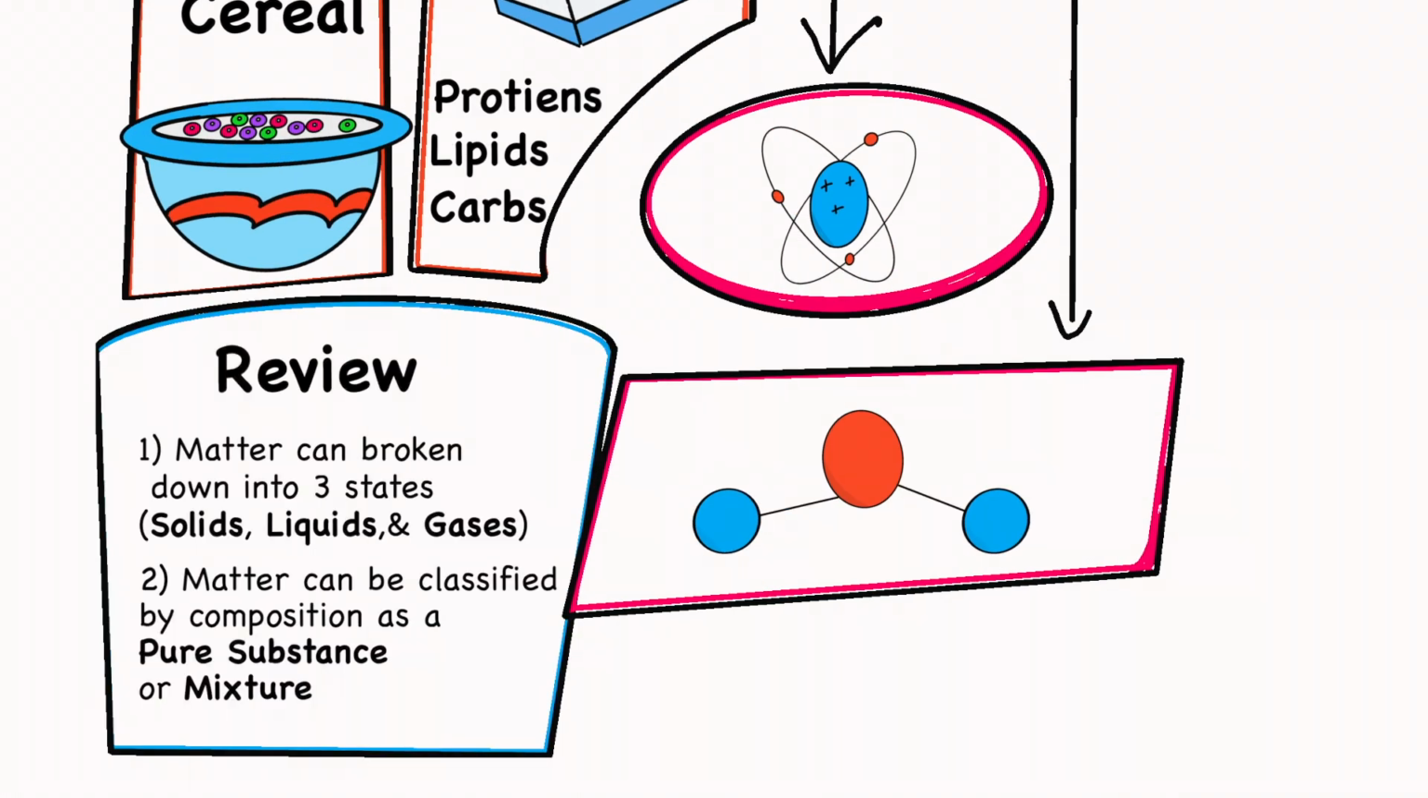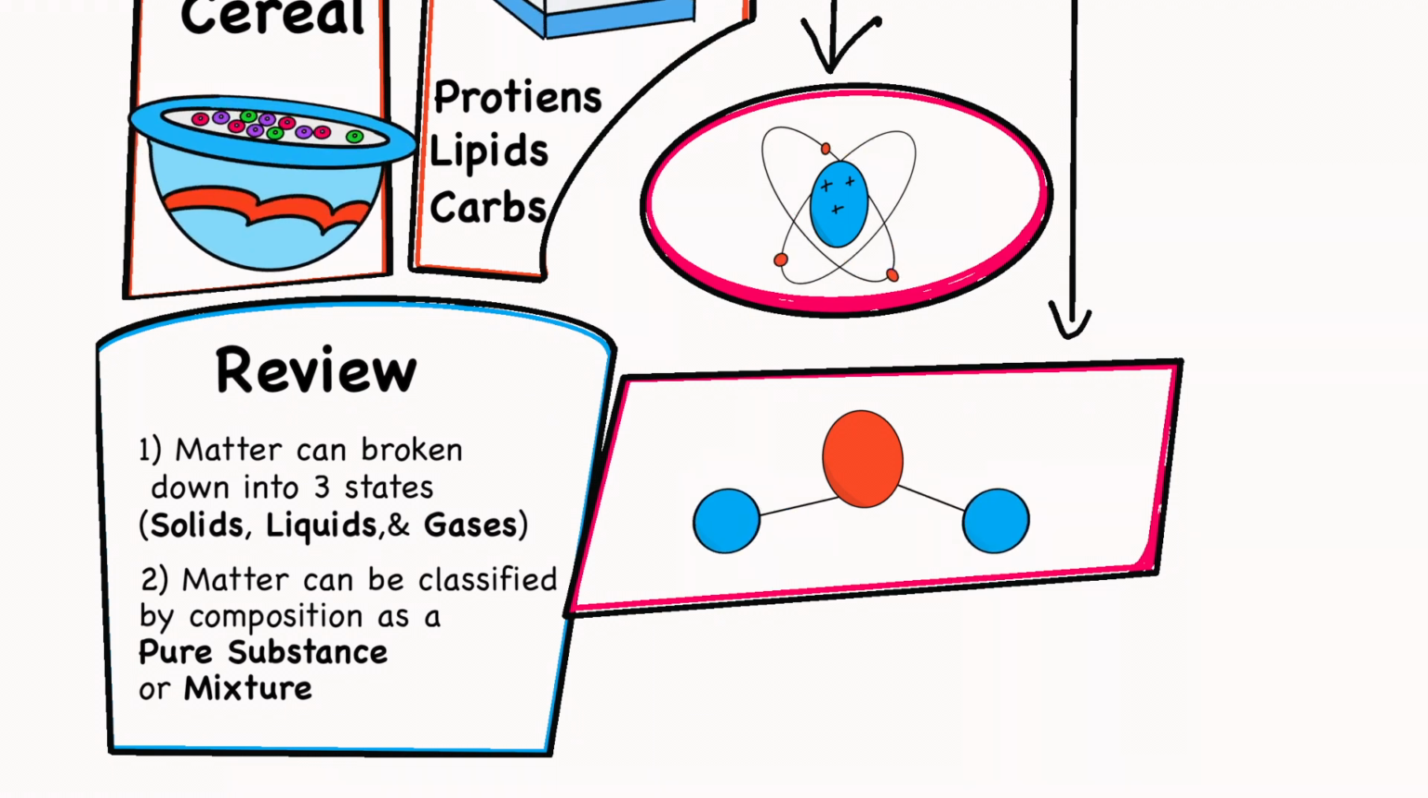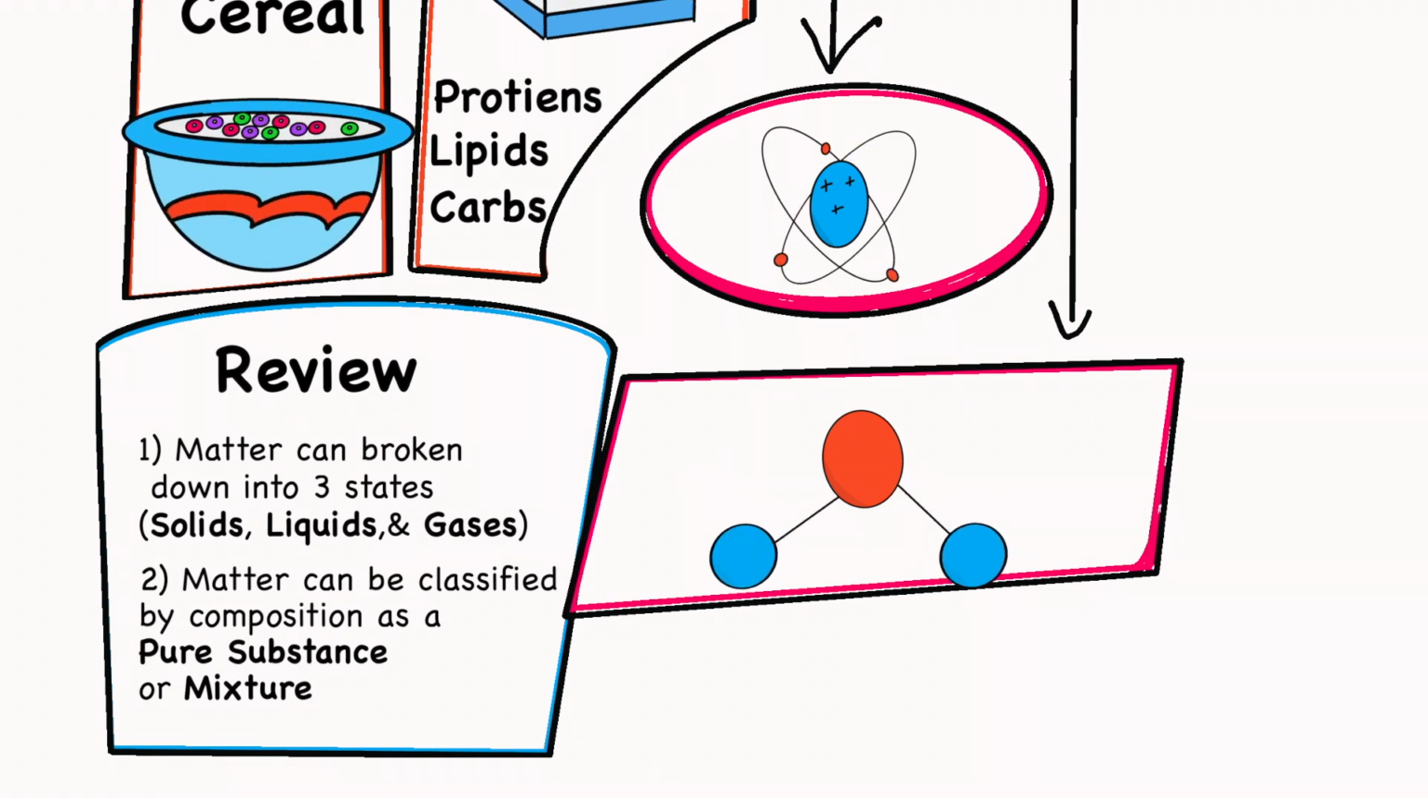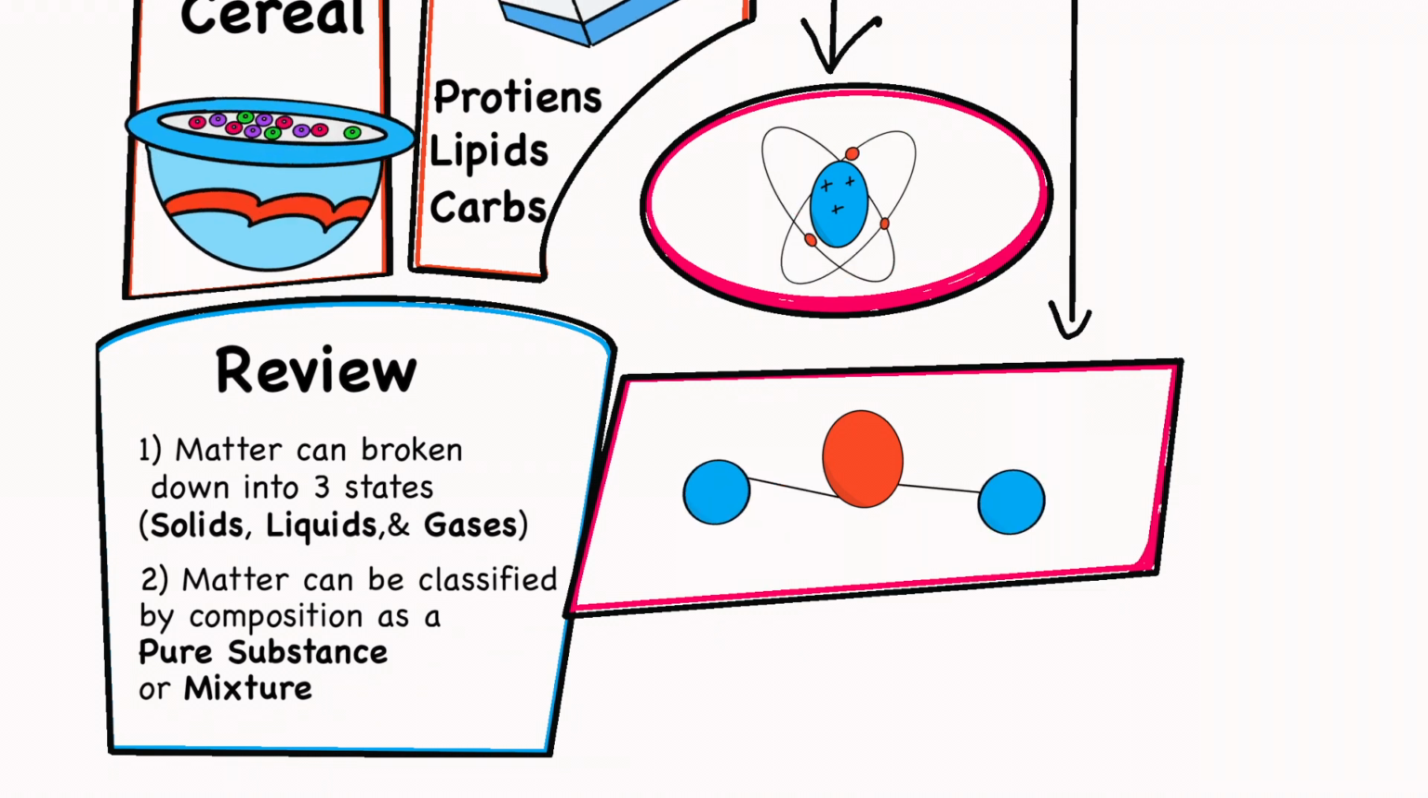So let's review what all we've learned so far. Matter can be broken down into three states: solids, liquids, and gases. Also, matter can be classified by its composition as either a pure substance or a mixture.